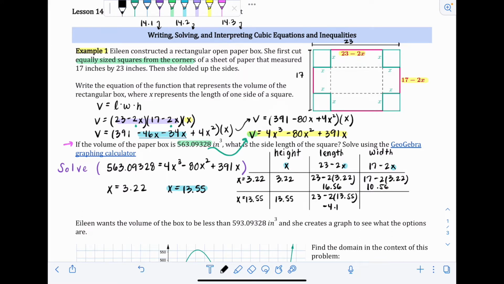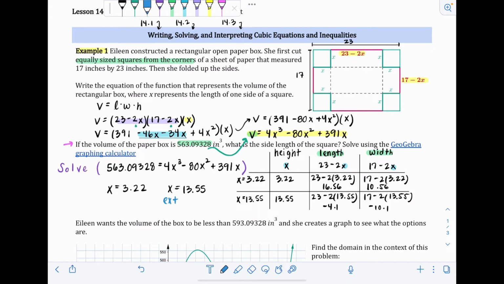And then for the width, it would be 17 minus 2 times 13.55 for x this time. 2 times 13.55 was 27.1, and if I subtract that from 17, I get negative 10.1. So we have to think about what these numbers represent: length and width. You can't have a negative length or width because those are distances. So x equals 13.55 is a solution, but it's not valid in the context of this problem. So it's called extraneous.